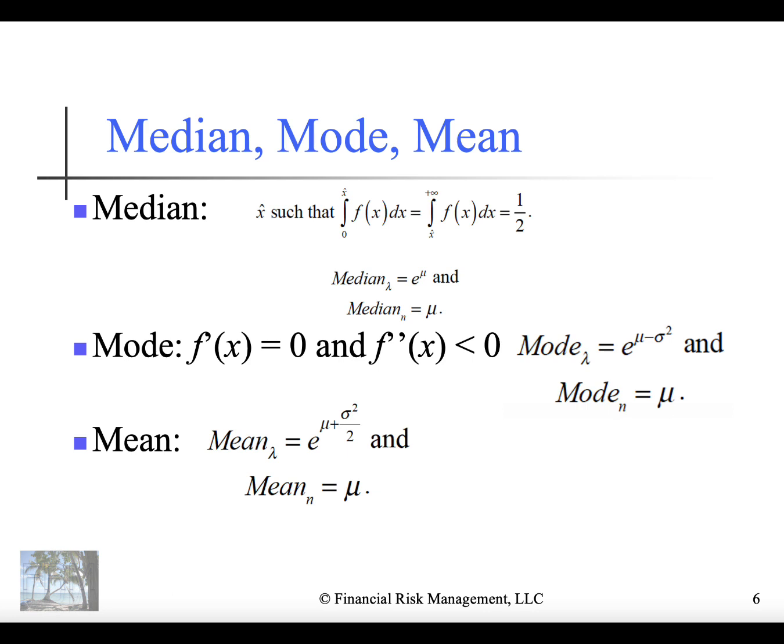And one interesting insight for the mode of the log normal distribution is that it declines as the standard deviation goes up. And so notice that the mode of the log normal distribution is e to the mu minus sigma squared, whereas the mode for the normal distribution is just simply mu. Finally, the mean for the log normal distribution is e to the mu plus sigma squared over 2, and the mean for the normal distribution is mu. And so what we immediately see with the log normal distribution is as the standard deviation goes up, the mode declines and the mean increases.